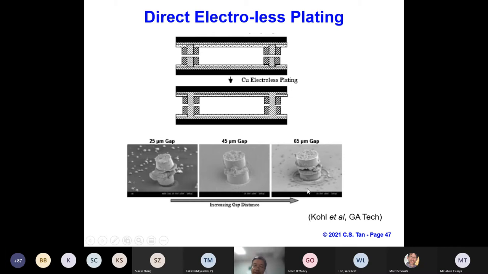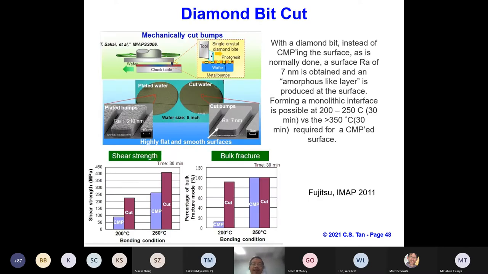The only issue here is that you have to be sure that your circuit can be put into the solutions, right? And this is what we call a diamond bit cut approach, right? Now, compared to CMP, the diamond bit cut is applied in this case. And it is believed that if you use diamond bit cut on the copper surface, you basically generate a very thin layer of porous copper on top.